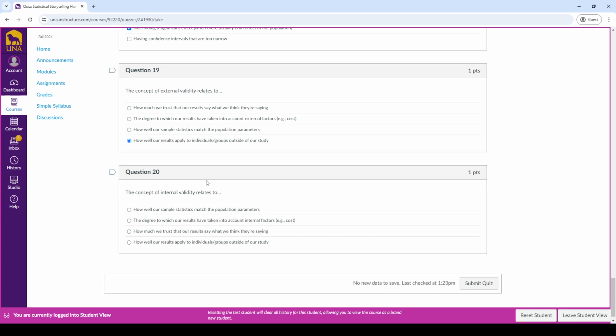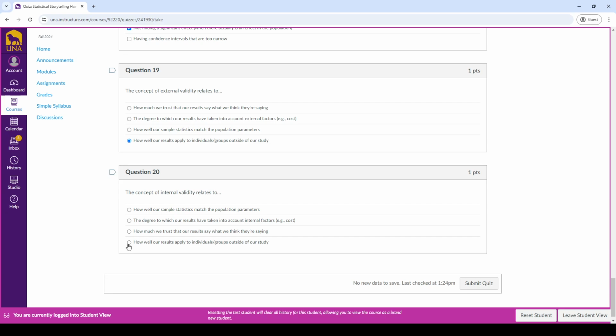All right, question 20, last but not least. Concept of internal validity. Well, we saw it earlier, but we'll go through these options again. Sample statistics match population parameters. That's not it. That's going to be bias. Beyond the scope of this class, you don't have to know that's bias, but in case you're interested. Degree to which results have taken into account internal factors. Well, again, a cool idea, but not what we're talking about. How much we trust the results say what we think they're saying, and how well our results apply to individuals, groups outside of our study.